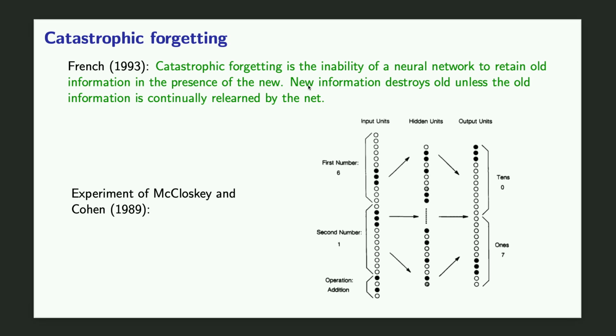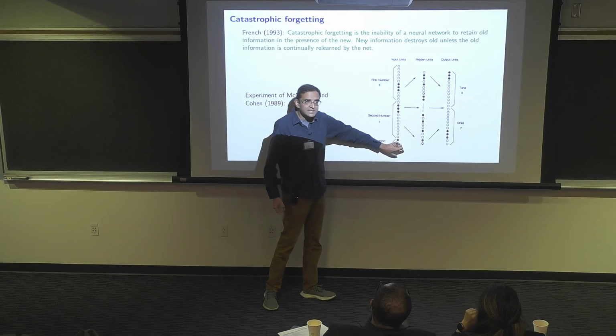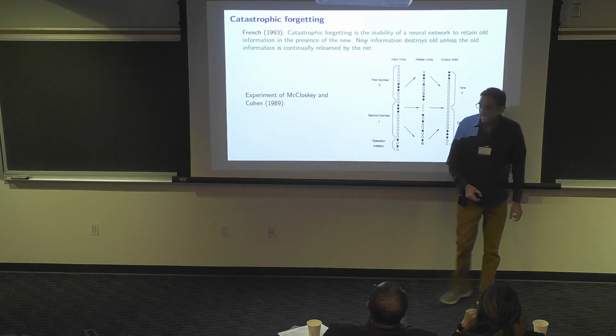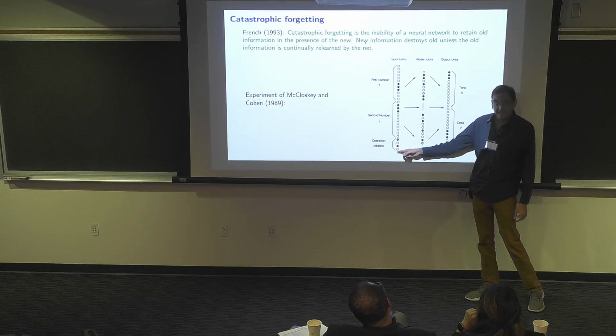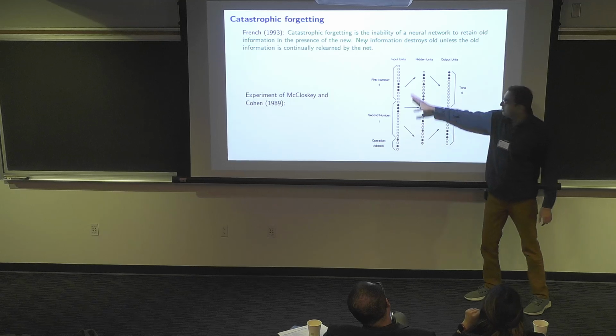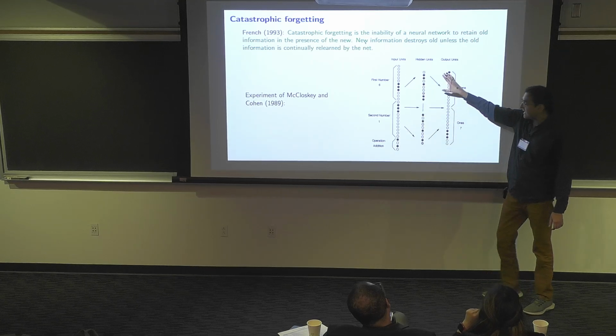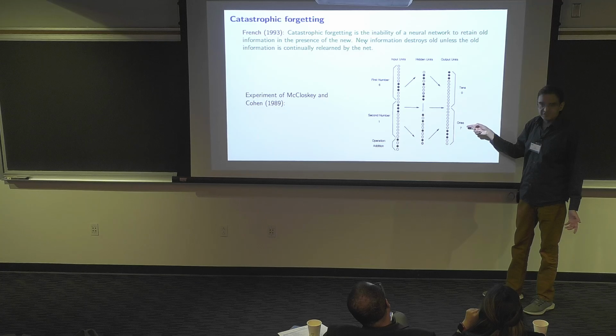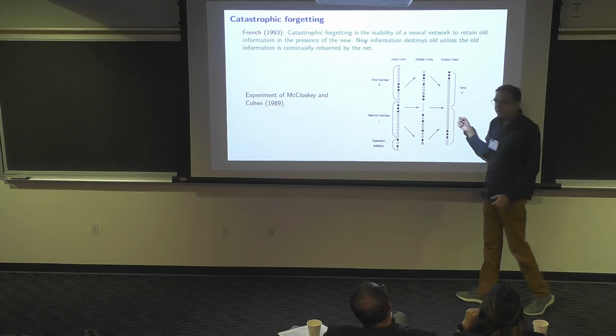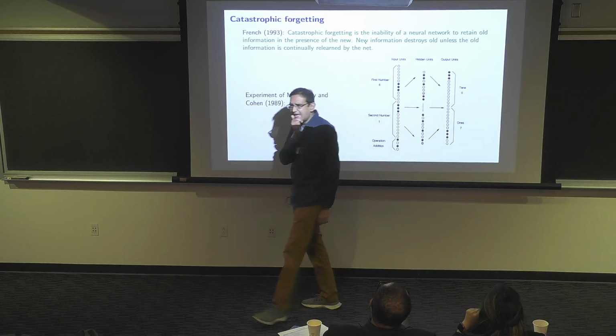One of the early examples of this was the experiment of McCloskey and Cohen, where they were training a neural net to do single-digit arithmetic. They trained a neural net that looked like this. This is the first digit, this is the second digit, and then this is the operation, which in their case was either addition or multiplication. You put the inputs over here, then you had some hidden units, and then the outputs are 2 digits in general.